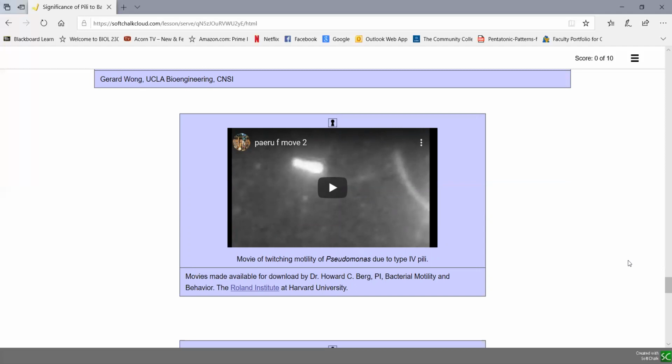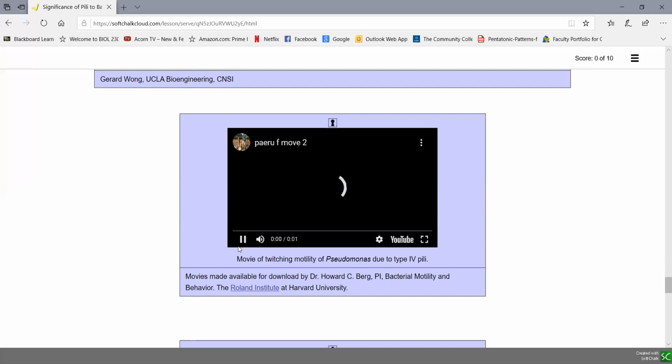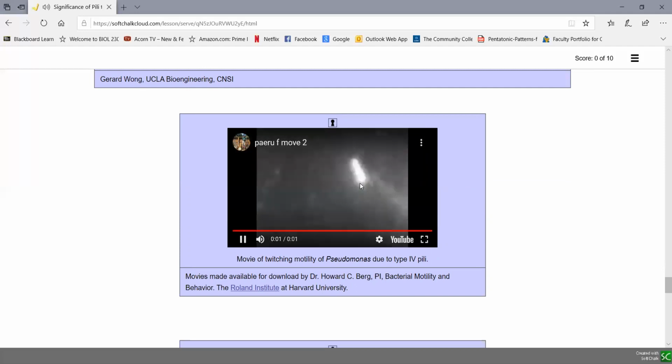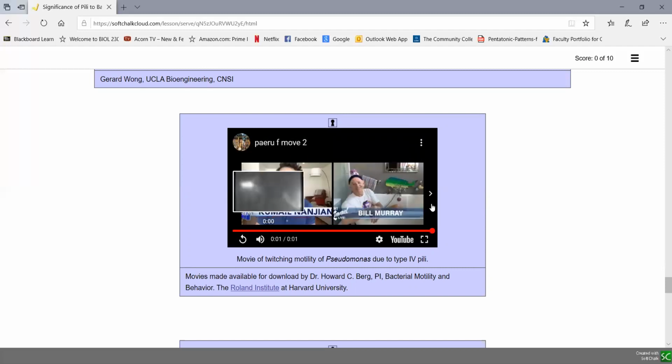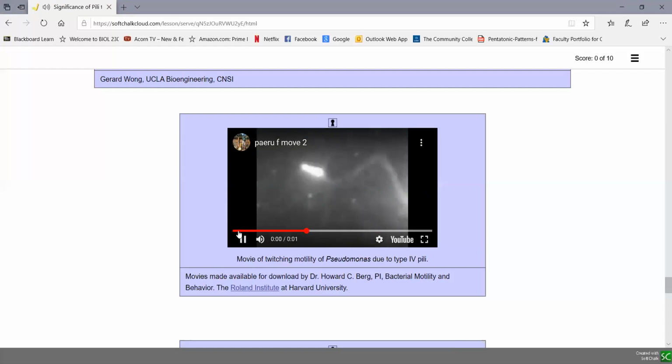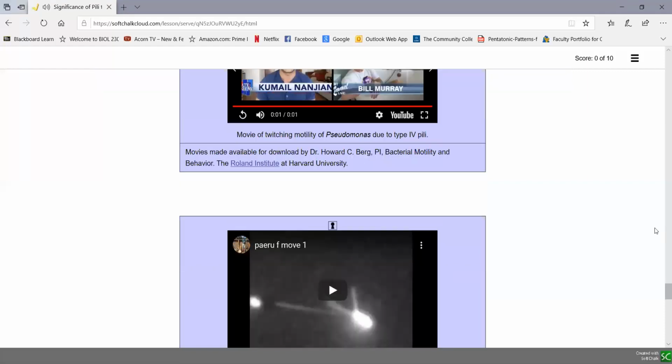This is a very short twitching motility movie showing type 4 pili from Howard Berg's lab. It's very short, but you'll see it extend a pilus and then the pilus pull it in this direction. And I'll play this a couple times because it's only a few seconds long. So there it extends and retracts. Extends and retracts. Get it one more time. Extend and retract and pull it in this direction.